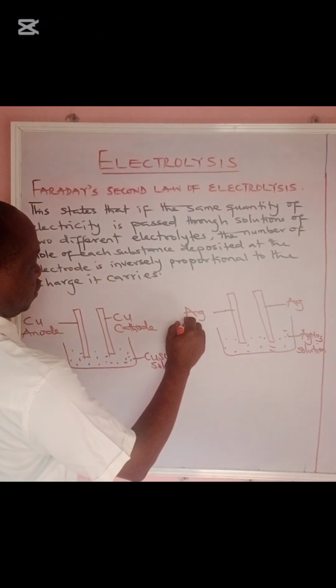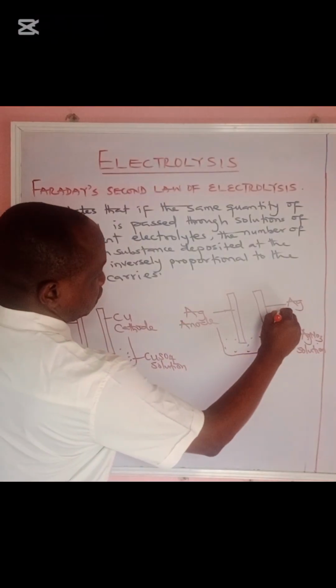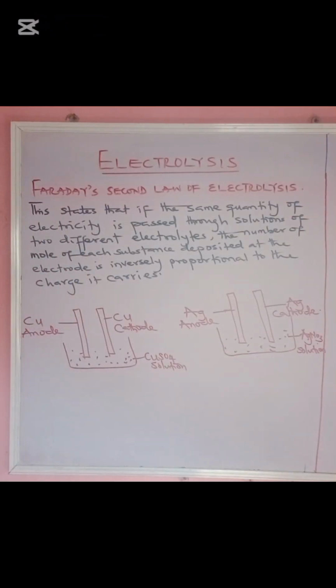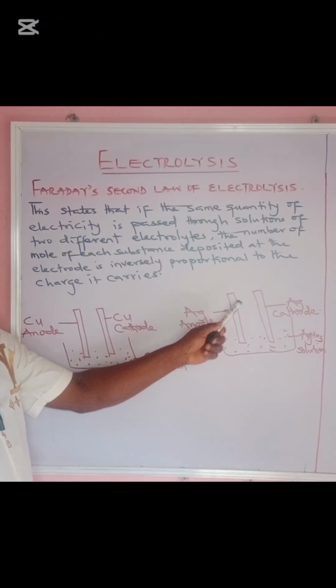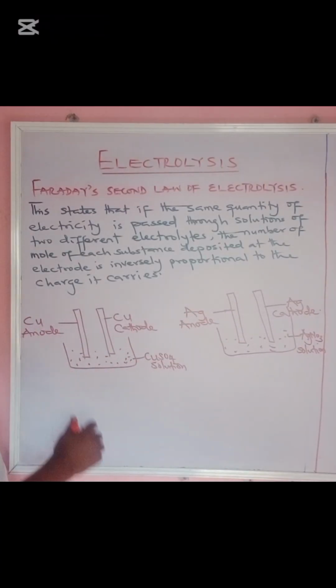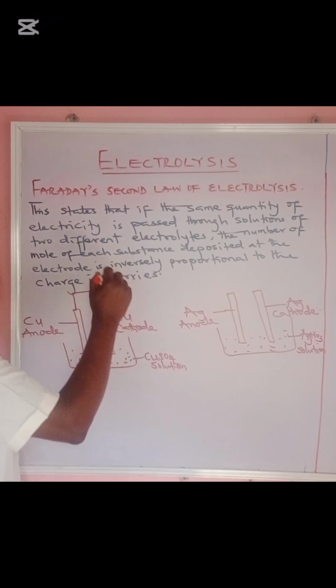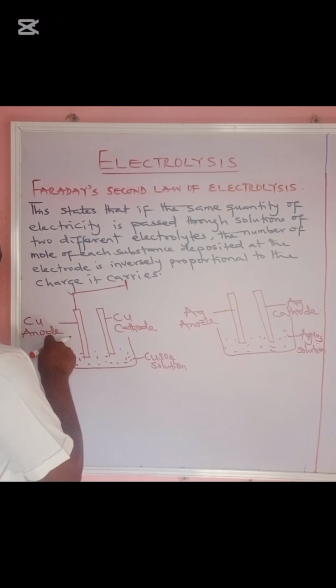So this one will be anode. This is a cathode. That is what we have. If you like, you can use lead 2 nitrate. So this one will be lead like that. So look at the connection. You connect this one. Always remember it's positive to positive.